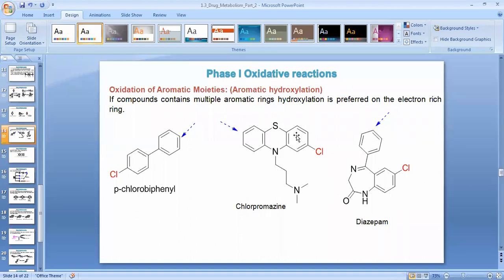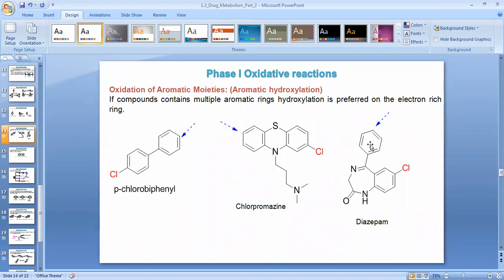Metabolism of such drug molecules starts with the hydroxylation of this aromatic ring. So these are some of the case studies or examples of drug molecules if the compound contains multiple aromatic rings for the hydroxylation reaction. Now the next example is where the ring atoms are different.